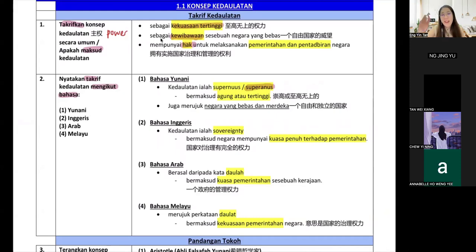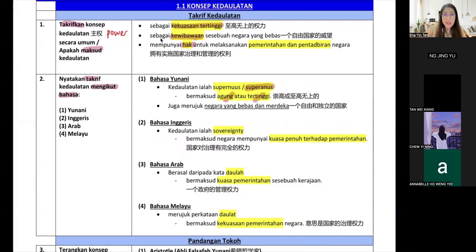Okay, don't care about the pronunciation. I mean, we do have a speaking test in the Sejarah exam. Okay, so super anus over here is referring to what? Great, like the greatest, the highest, the most important one. Agung dan tertinggi. So this is the direct meaning.